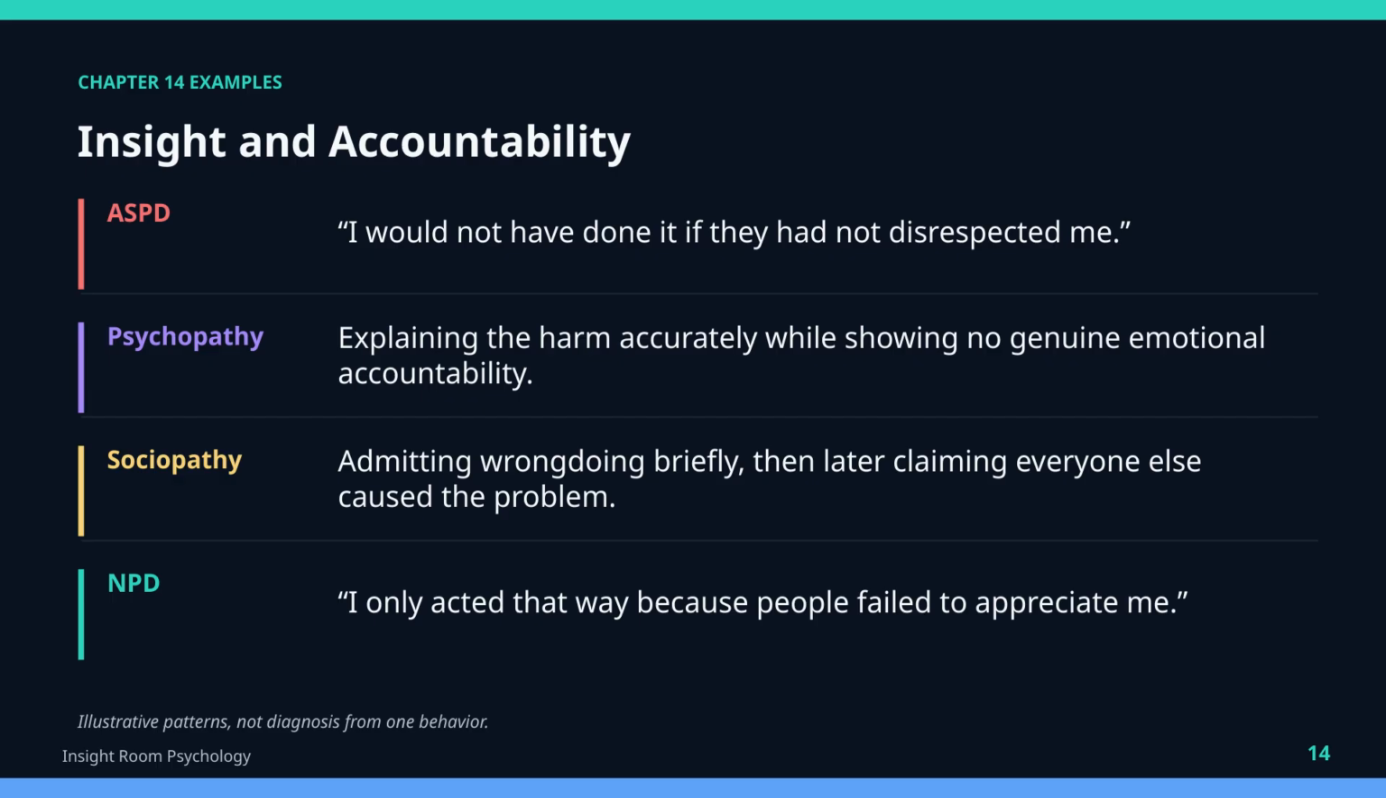With NPD, insight may be limited by shame avoidance, defensiveness, entitlement, and egocentric beliefs. Egocentric means the person experiences their thoughts, behaviors, or attitude as justified or consistent with who they are. For example, someone may say, "I only acted that way because people failed to appreciate me," or "I would not have been cruel if they had not made me feel disrespected."